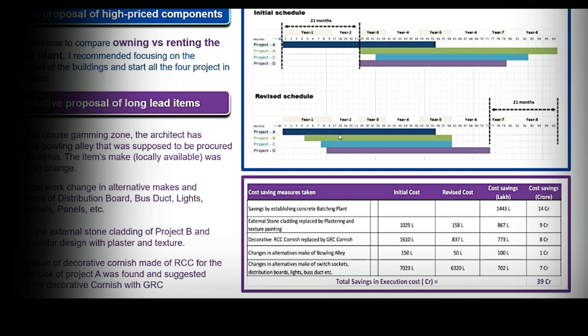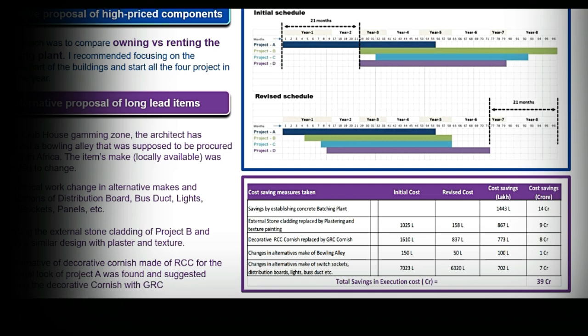In that case, the cash outflow at the initial year will be high. To support the initial cash flow, I have performed an analysis of renting versus owning of batching plant. Owning of batching plant resulted in 14 crore of cost savings, which gave enough confidence to the client to start all the four projects at the same year.